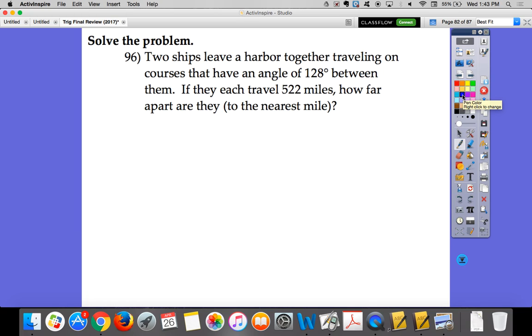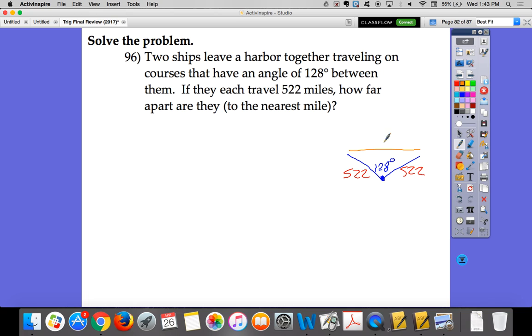Solve the problem. We've got two ships leaving the harbor together, so they're leaving the same place, and they're traveling on a course that have an angle of 128 degrees between them. Maybe here's port, and one's going this way and one's going that way, and this is 128. If they each travel 522 miles, that means this side is 522 and this side is 522. How far apart are they to the nearest mile?